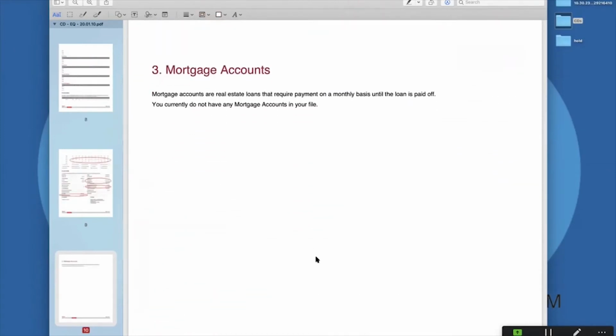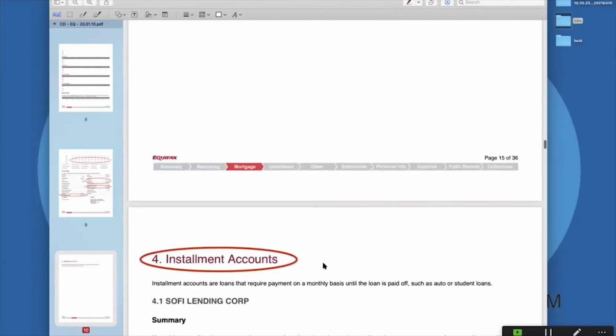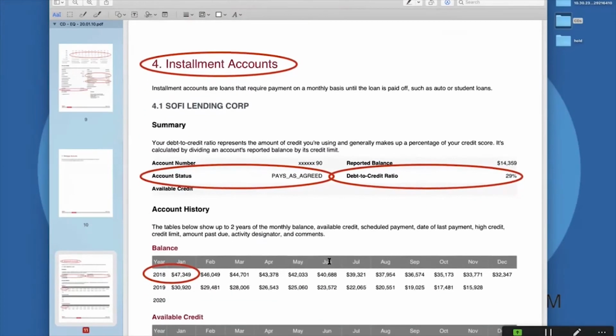In this account, number 3, there are no mortgage accounts. So we'll move on to installment loans. Now notice the installment loan here, SoFi. The data I'm about to talk about is not on your consumer disclosure. It's a function of the metrics used by FICO. But SoFi, we know this SoFi Lending Corporation, actually triggers a consumer finance account negative indicator on your profile.